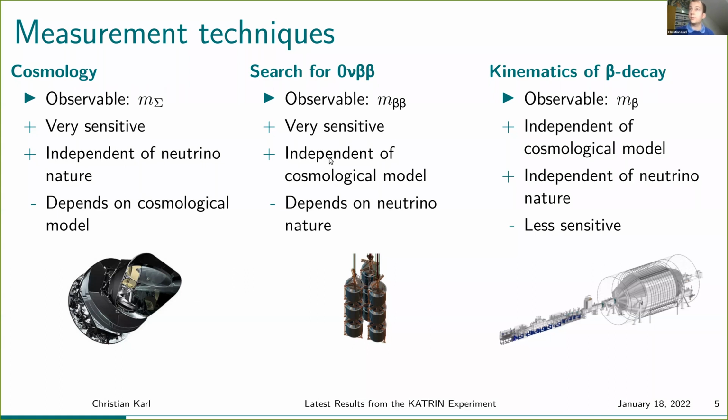And finally, an option is using the kinematics of beta decay, where the observable is m_β, the electron neutrino mass. Once again, since this is a lab experiment, we're independent of the cosmological model, and we're also independent of the neutrino nature here. So in some sense, this is the most understood and most solid physics, but we currently have to pay the price that we're a bit less sensitive. This is what I'm going to be focusing on now with KATRIN. So let's go into a bit more detail on how this actually works.